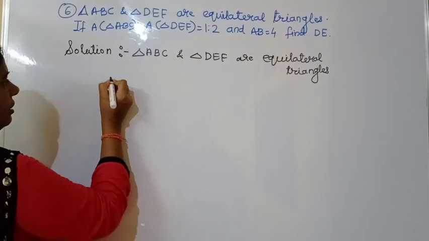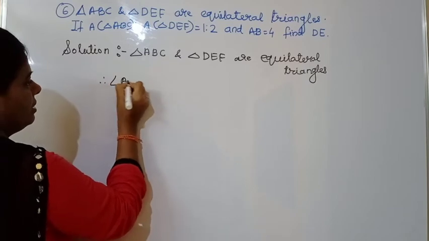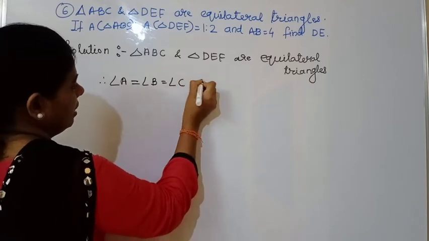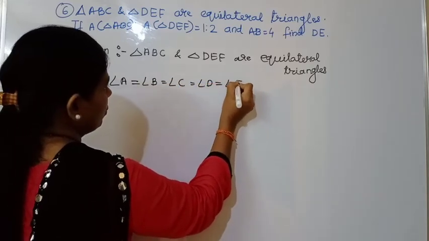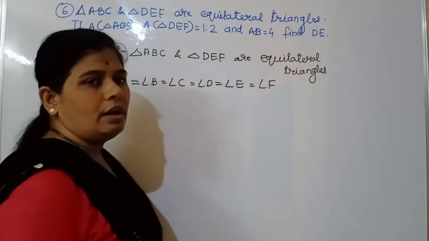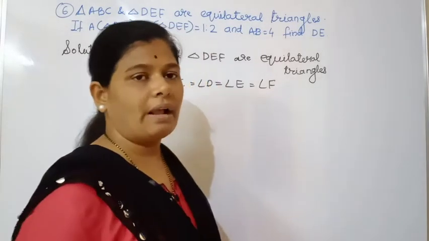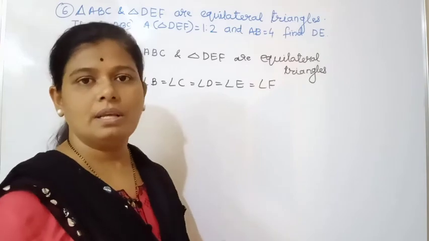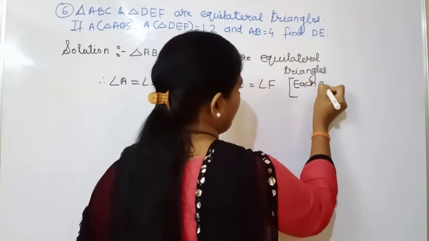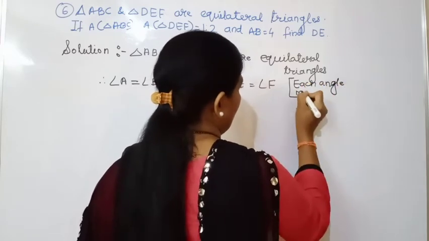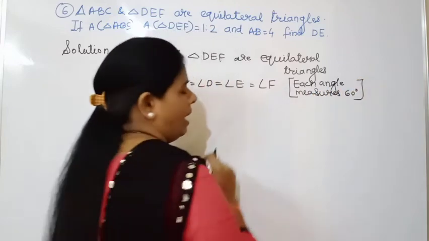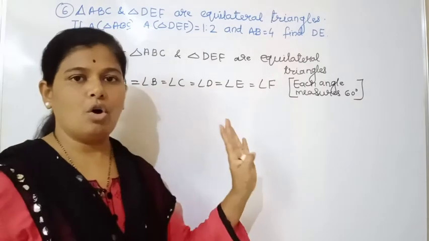So we'll write here, therefore angle A is equal to angle B equal to angle C equal to angle D equal to angle E equal to angle F. Why are they equal? Because these are the angles of an equilateral triangle. So the measurement of each angle is 60 degrees. So here we can write the reason, that is each angle measures 60 degrees, and so we can say that all these angles are of equal measurement.